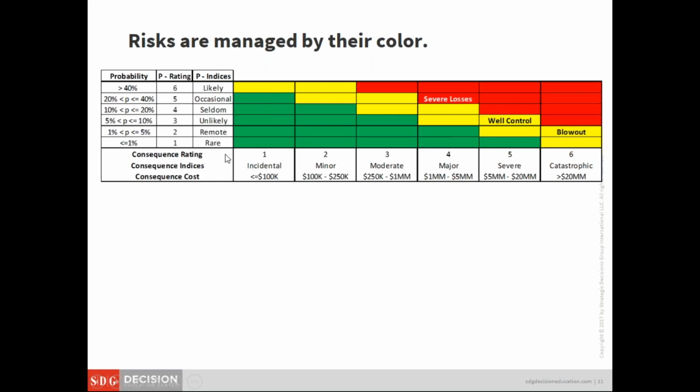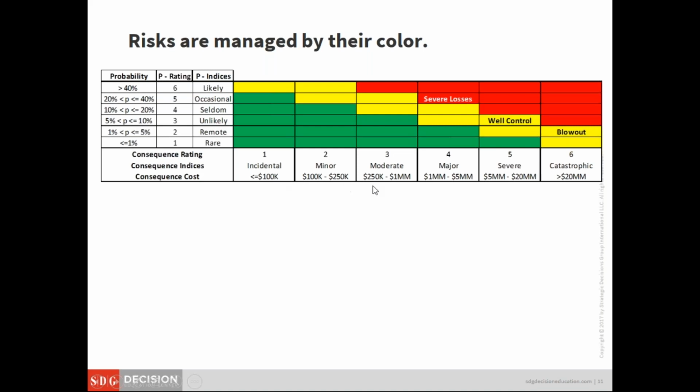This is an example we took from an SPE publication. Here we have the consequence on this axis. Incidental was defined as being less than $100,000, minor between $100,000 and $250,000, severe 5 million to 20 million, and then catastrophic was anything above 20 million. And then on the likelihood scale, rare was defined as being less than 1%, remote 1 to 5, unlikely 5 to 10, seldom 10 to 20, very likely above 40.